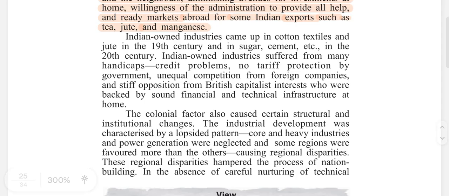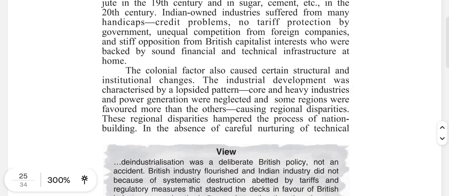The colonial factor also caused certain structural and institutional changes. The industrial development was characterized by a lopsided pattern. Core and heavy industries and power generation were neglected, and some regions were favored more than the others, causing regional disparities. These regional disparities hampered the process of nation building.